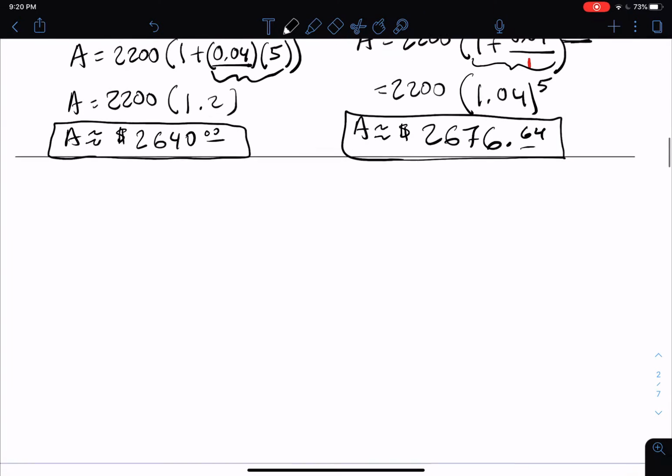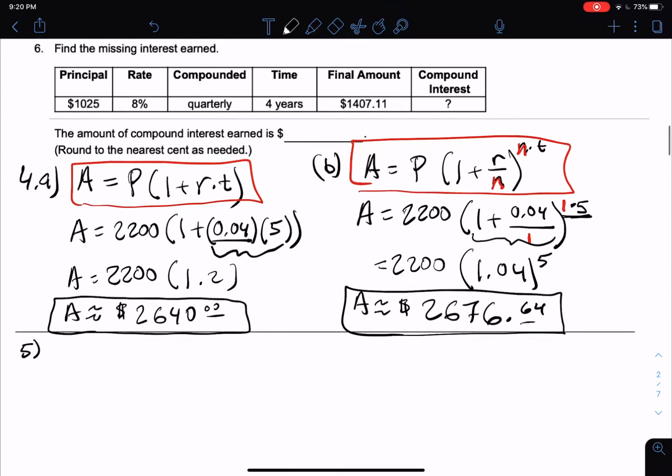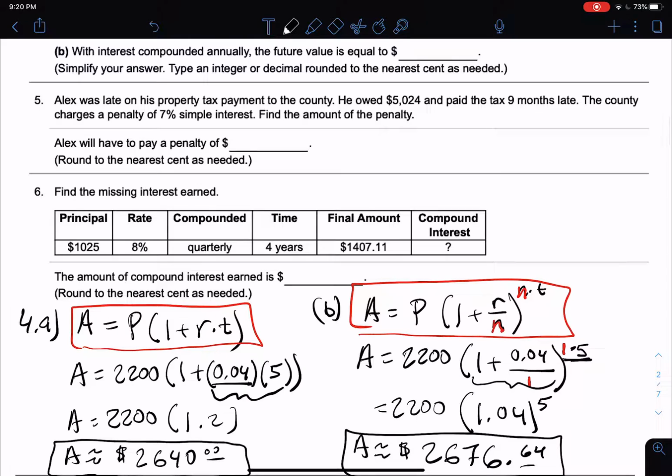Now let's see what happens. Next one is, oh boy, I'm running out of space. So number 5. See if maybe I can squeeze that over here because my space is tight. So Alex was late on his property tax payment to the county. He owed $5,024 and paid the tax 9 months late. The county charges a 7% simple interest. Find the amount of the penalty.